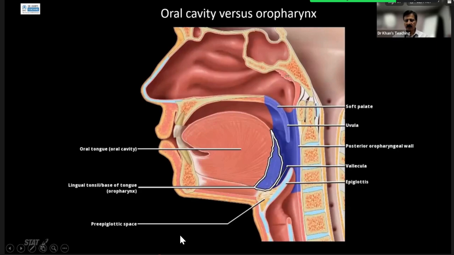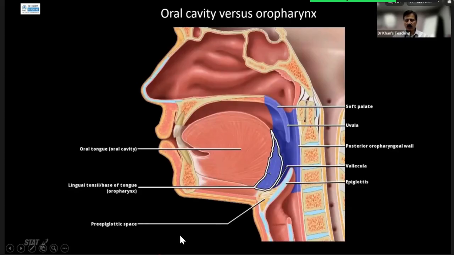This thing is the nasopharynx. Now, first of all, the boundary between oral cavity and the oropharynx. So if you see, this is the tongue, this is the oral tongue, which is visible when we do a clinical examination. And this portion is known as base of tongue.